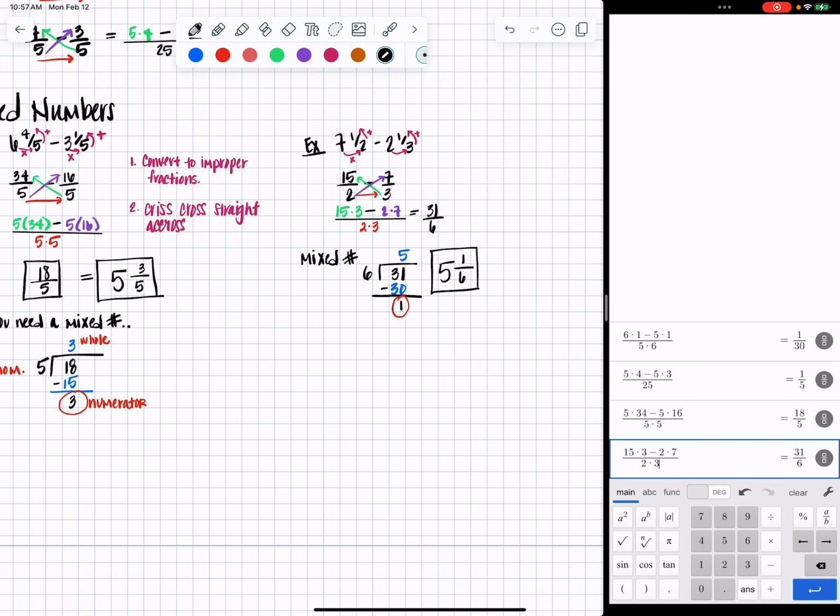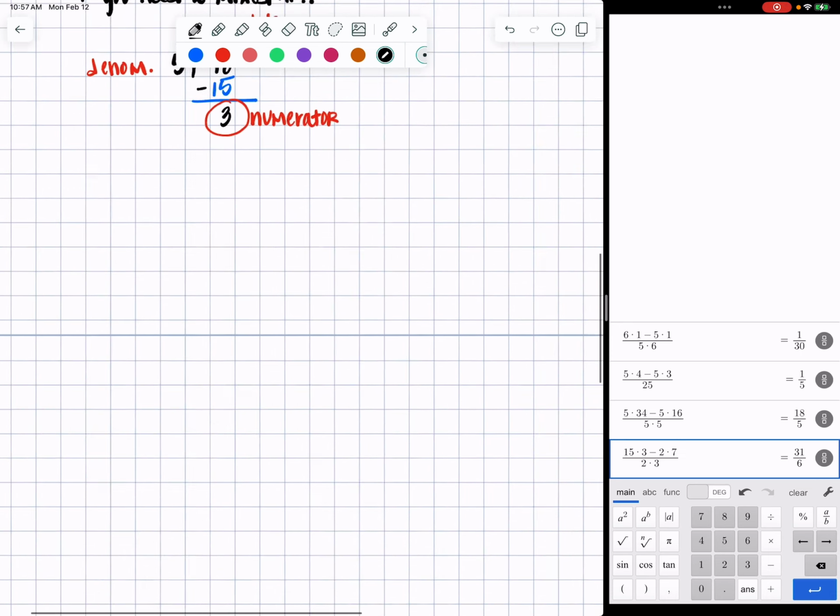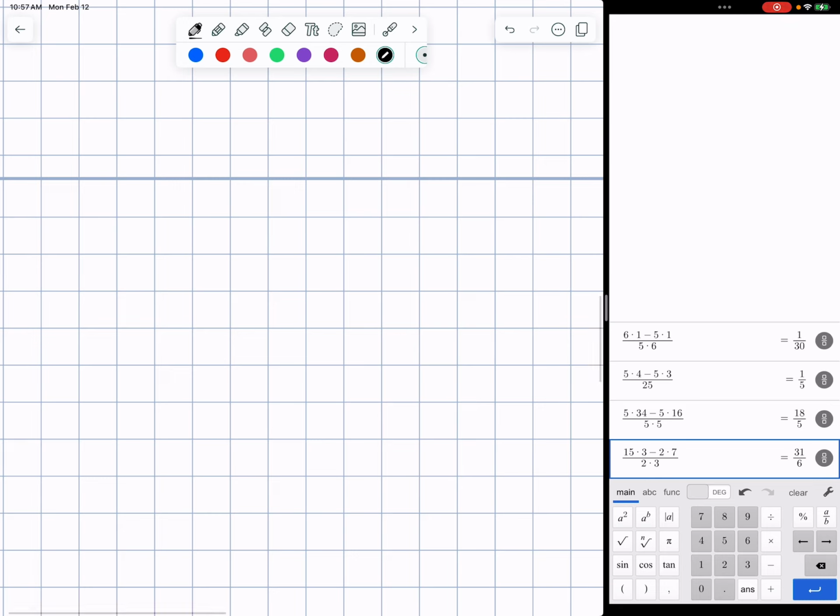Let me see if anything else in here looks a little scary. They do some examples where there's some regrouping. Don't worry about the regrouping. Just follow the crisscross straight across. Here's one that's a little bit different. We're going to use the same process, but I don't want you guys to freak out if you run across one on the assignment.